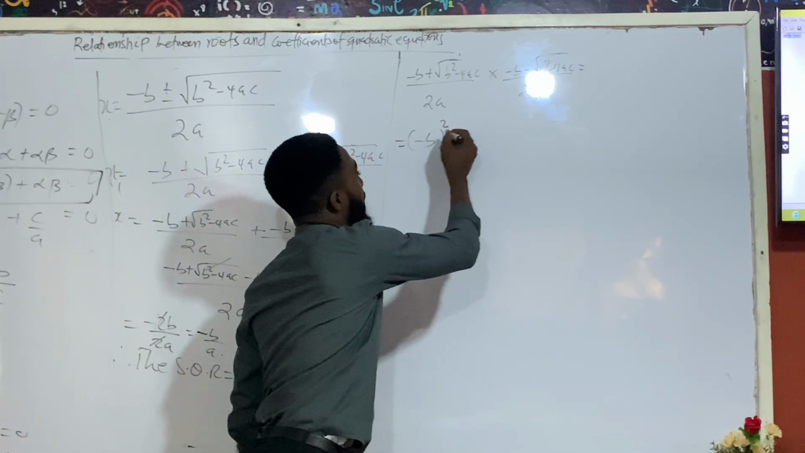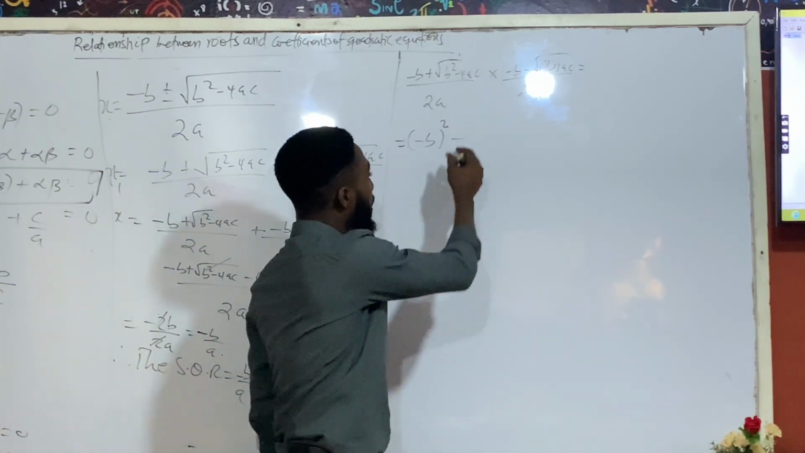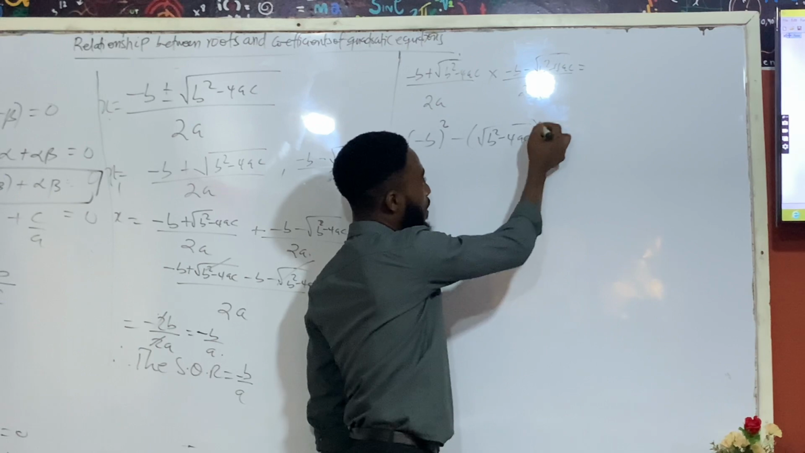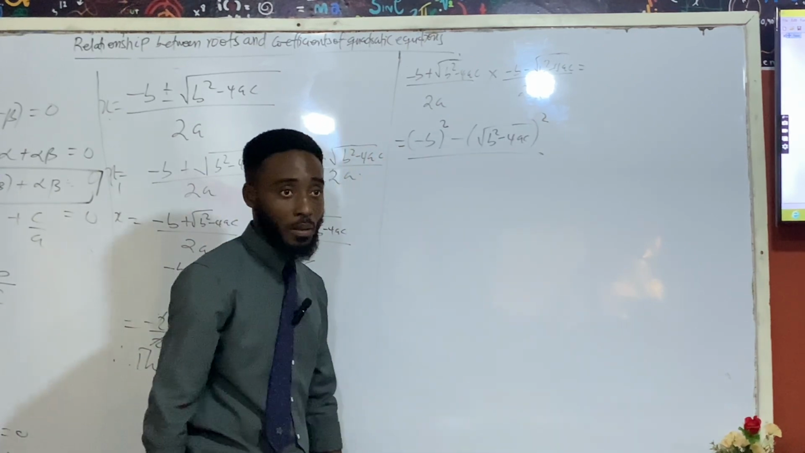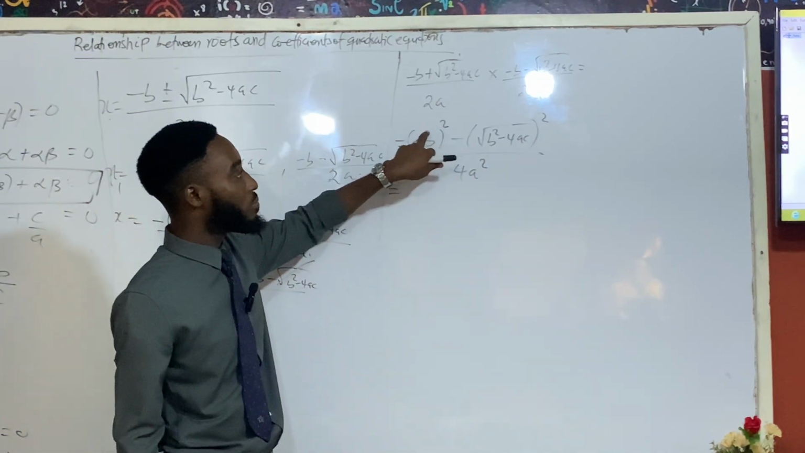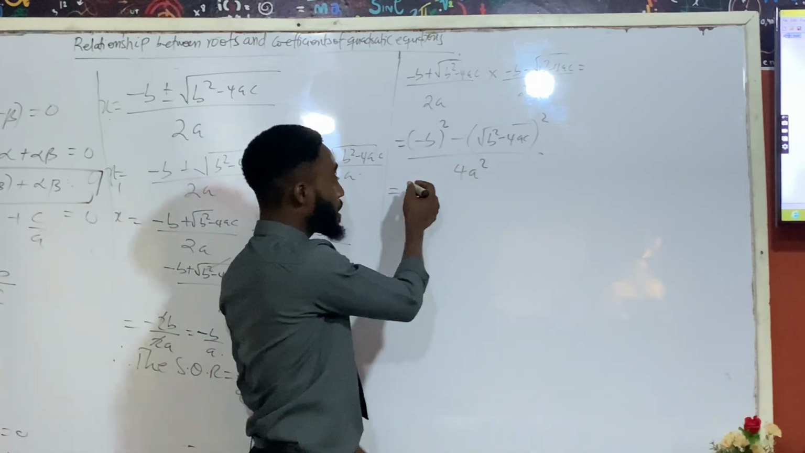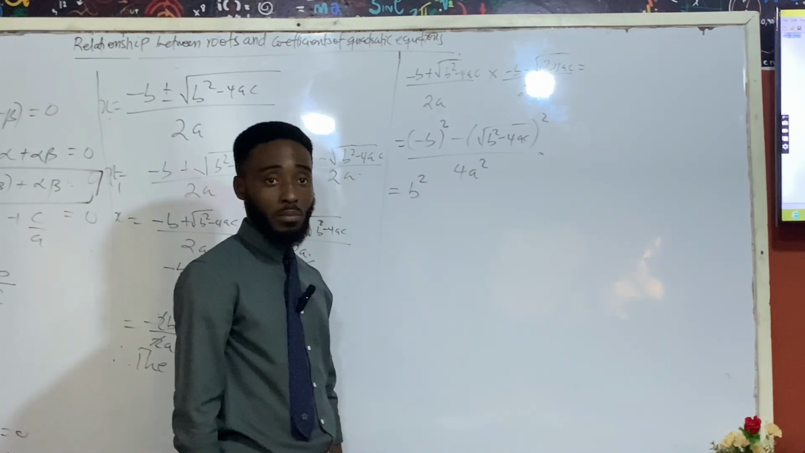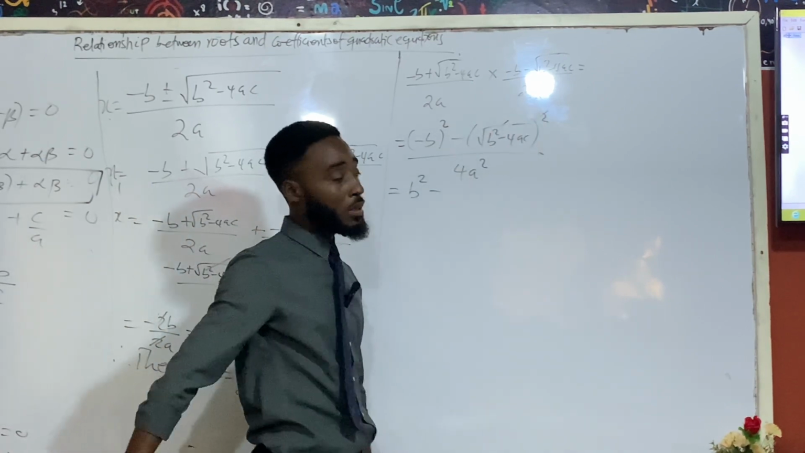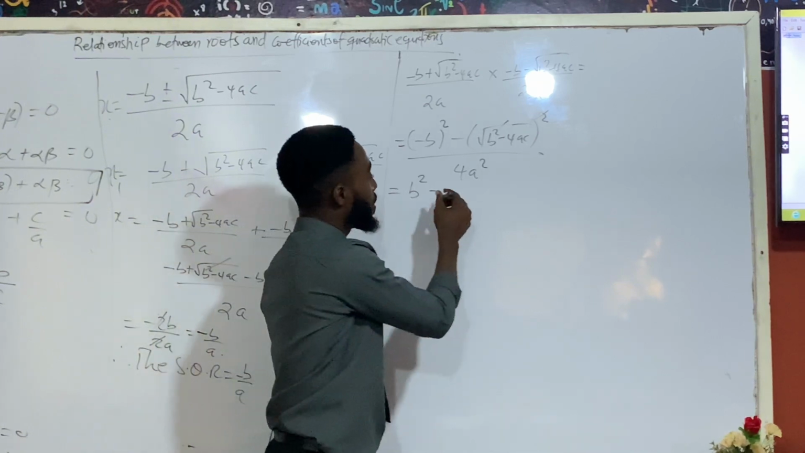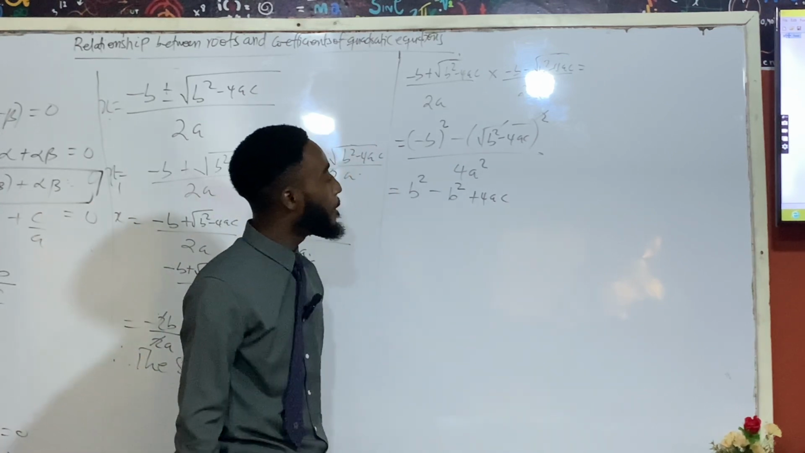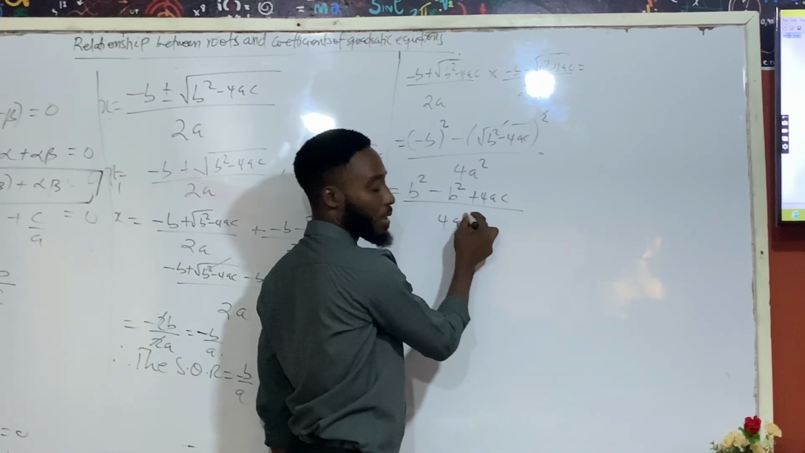Minus the root of b squared minus 4ac all squared, all over 4a squared. Good. So this becomes what? Positive b squared minus this whole thing would have dissolved it, right? What do I have left here? Minus b squared, plus 4ac over 4a squared. Can you see it now?